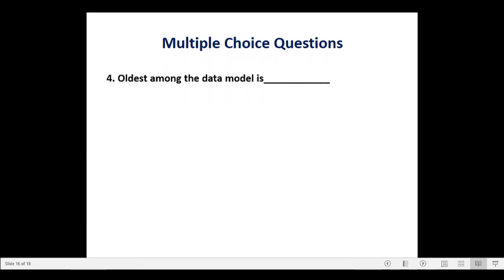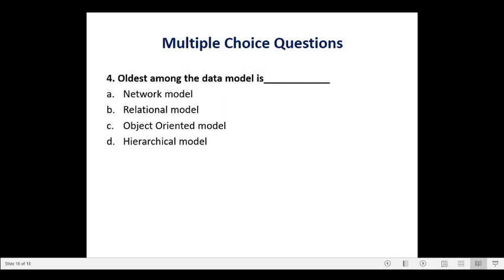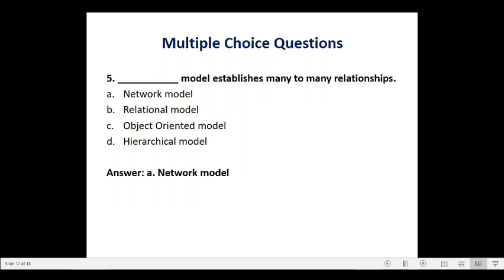Next question: oldest among the data models. Is it network, relational, object-oriented or hierarchical? The answer is hierarchical model. And the last question, dash model establishes many-to-many relationships. Is it network, relational, object-oriented or hierarchical model? The answer is network model.